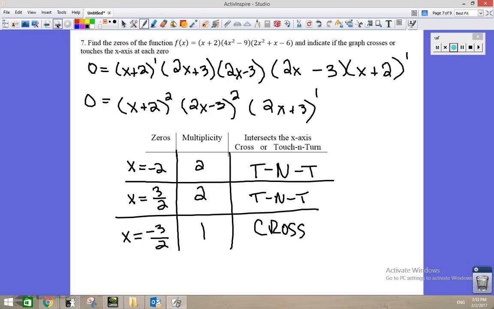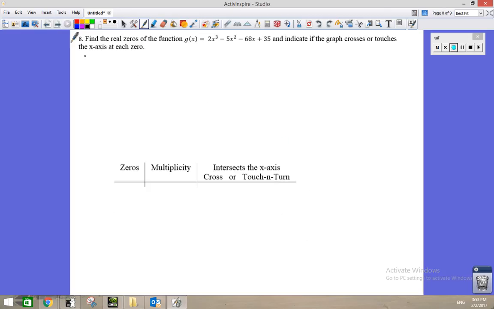Alright, let's move on to this next one. Is it the last one or next to last? It's next to last one. Alright, so let's take a look at it.